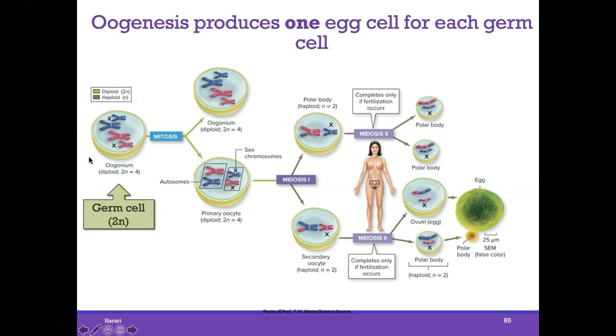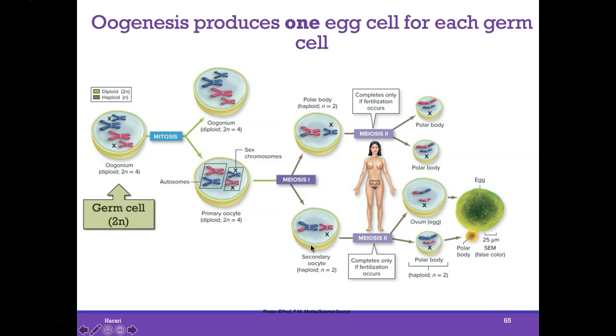So let's review why it's different. We said oogonia are in the ovaries. They can become another oogonia or become a primary oocyte. These primary oocytes are what undergo meiosis I. This happens before birth.